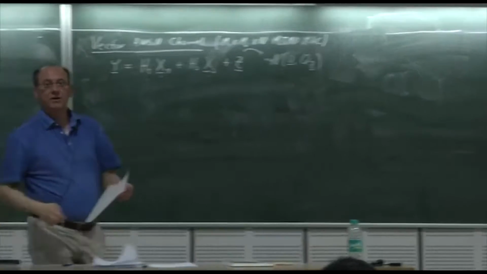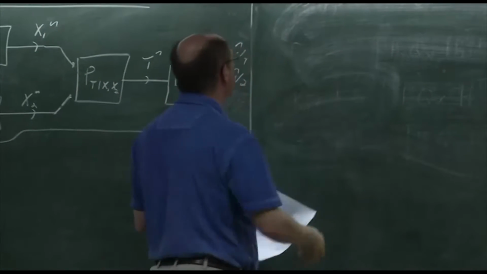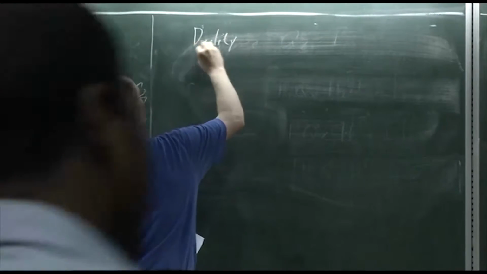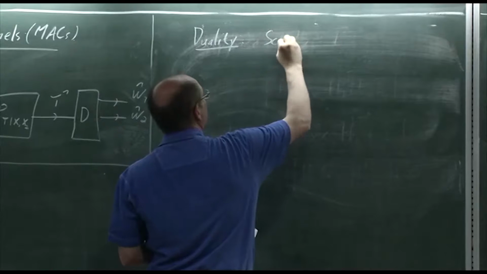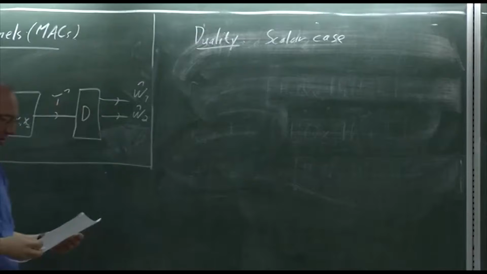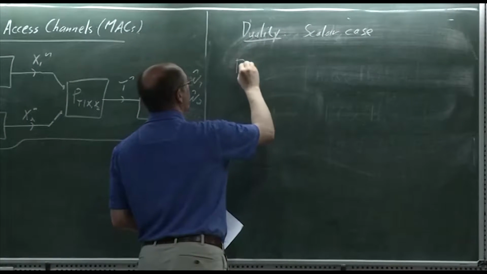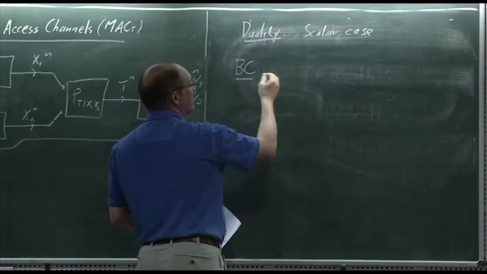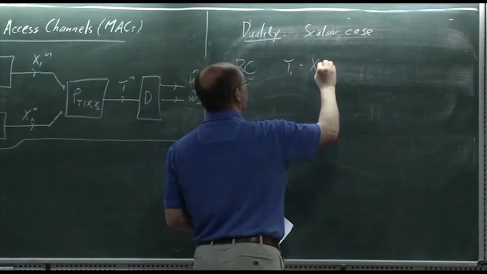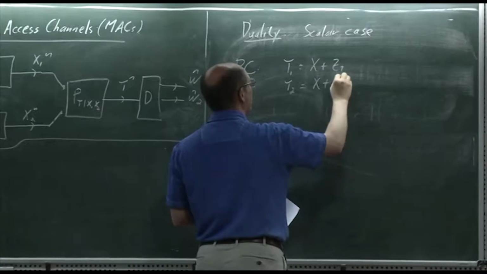Okay, so I'd like to talk about duality, and this is easiest to talk about for the scalar case. So let me just do that and then just state what the extension is. So we've seen the capacity region of the broadcast channel y1 equals x plus z1, y2 equals x plus z2.